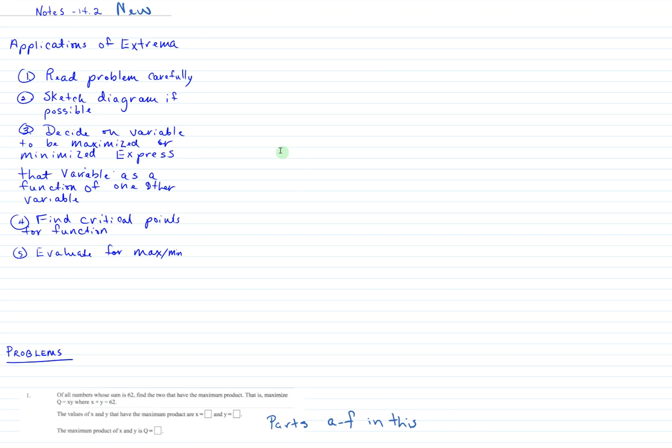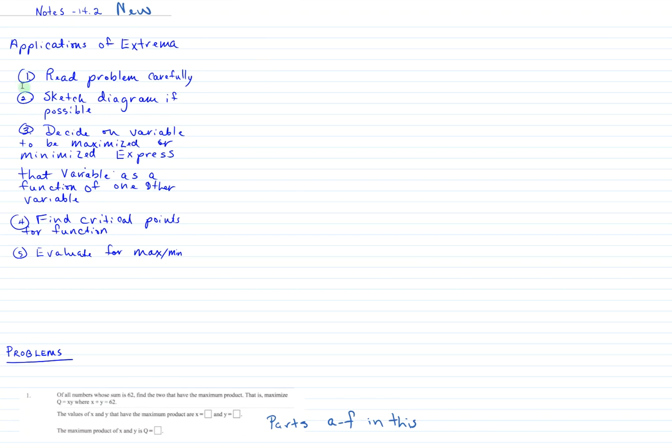This is section 14.2, and we're going to talk about applications of extrema. We're going to do some word problems. So there's some steps that I've come up with, and that's really all the lecture notes, and then we'll work the problems that you'll encounter on homework. We'll work some of those.